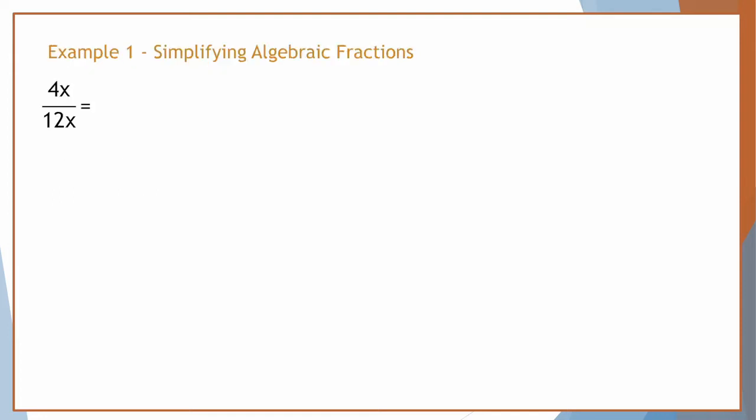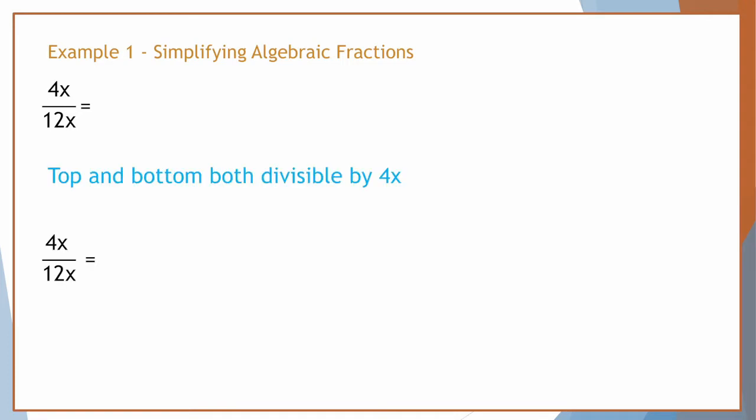So we'll start off pretty simple here. We have 4x over 12x. Now to get this in its simplest form, we always try to find the highest common factor between the numerator and the denominator. In this case, the highest common factor is 4x. So we go ahead and we divide the top and bottom by 4x, which gives us the answer of 1 over 3.